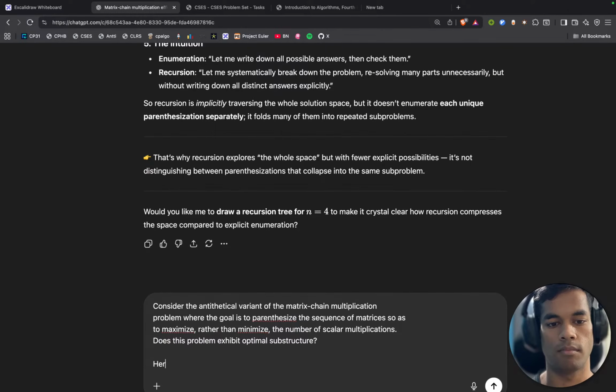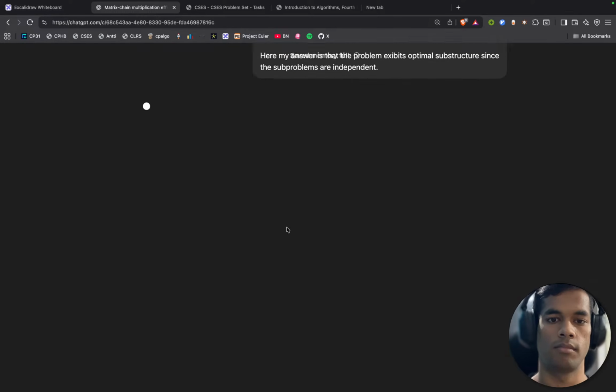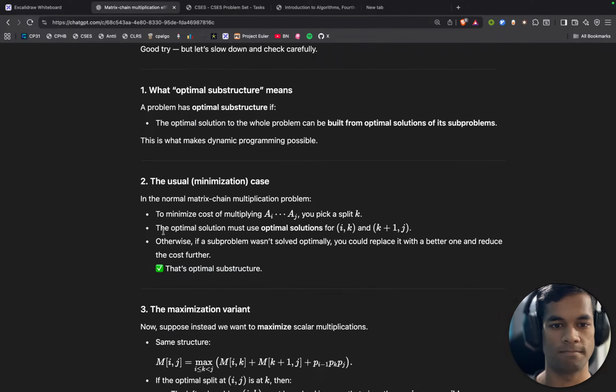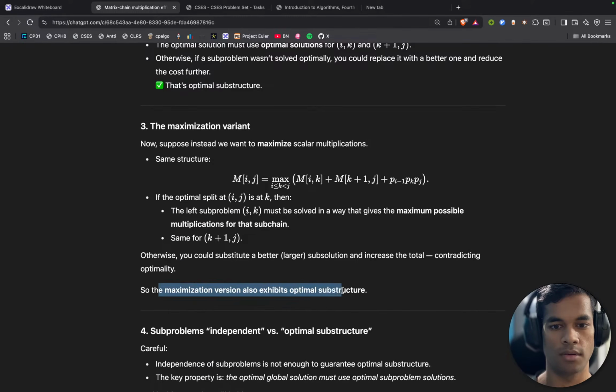Here, my answer is that the problem exhibits optimal substructure since the subproblems are independent. In the minimization case, the maximization version also exhibits optimal substructure.